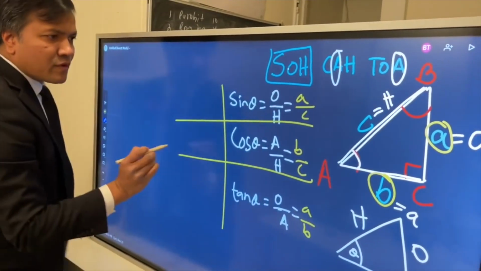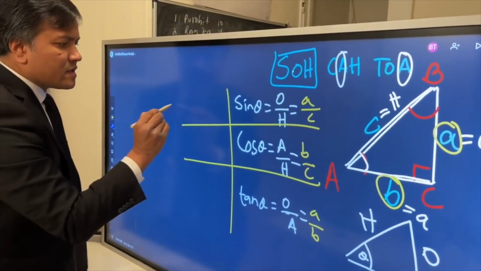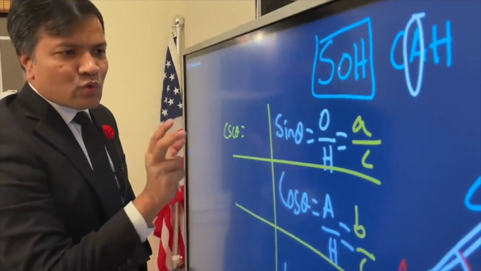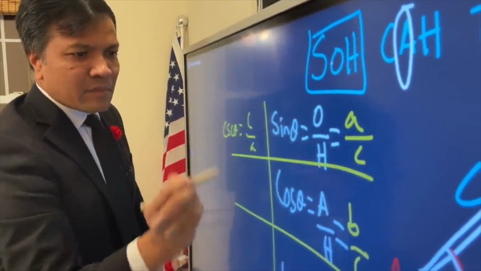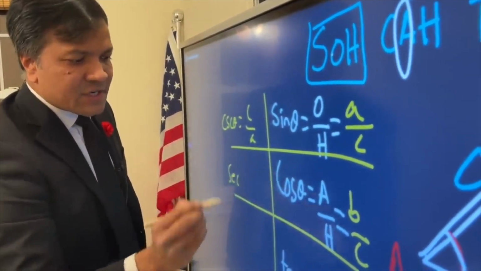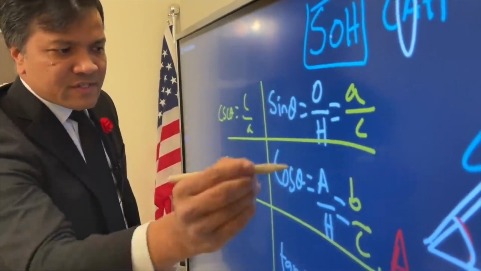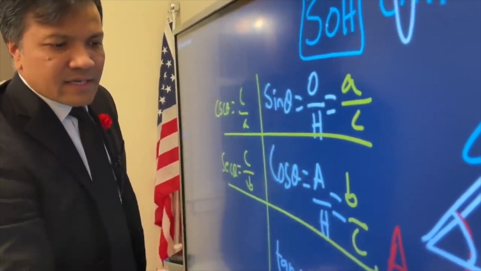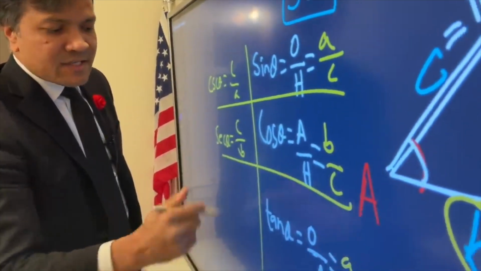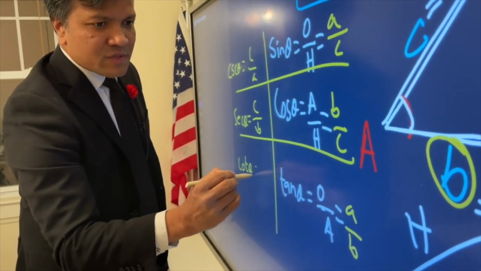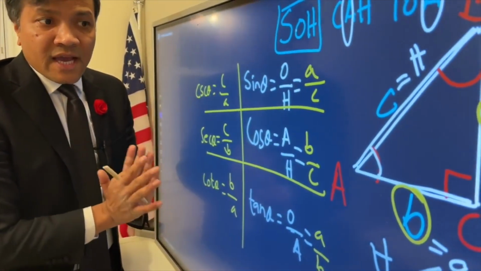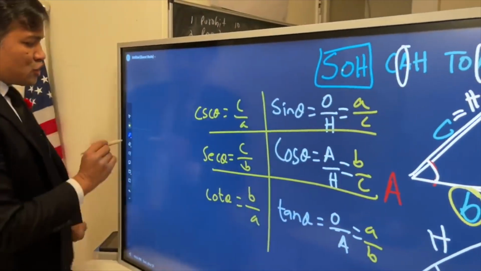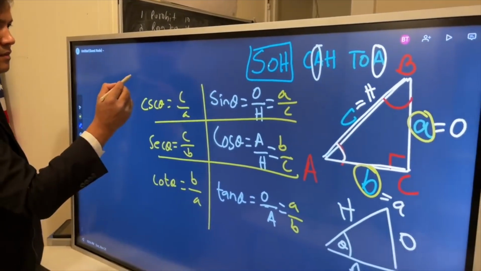Okay, so now sine, cosecant. So cosecant is the reciprocal of sine, so C over A. Secant is the reciprocal of cosine, which is C over B. And tangent, the reciprocal of tangent is cotangent, which is B over A. These are the 6 trigonometric identities. Now we're going to use them to solve some problems.